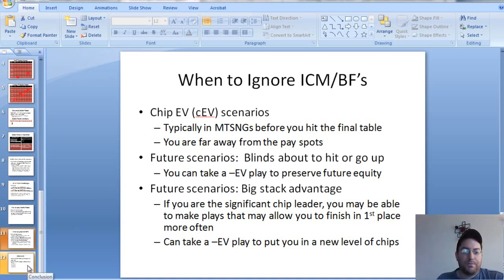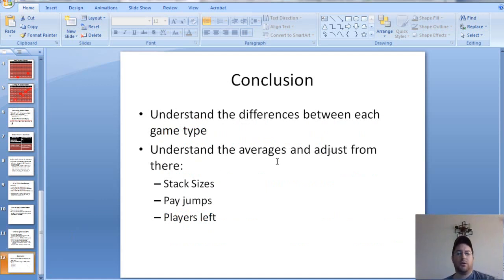Okay? So, the conclusion of all this bubble factor conversation: you want to understand the differences between each game type and essentially understand the averages. So go back to those charts, understand what the averages are, and know how to adjust. If you're in a big stack versus big stack battle, your bubble factor is much higher. If you're in a more top-heavy structure, like a 180 man, your bubble factor is typically lower because it's more imperative for you to get in those top spots. So there's not as much of a dollar value consideration on your chips.